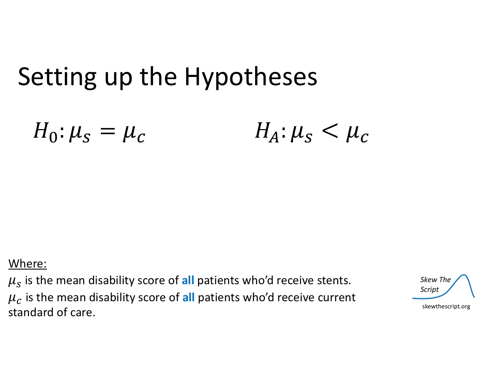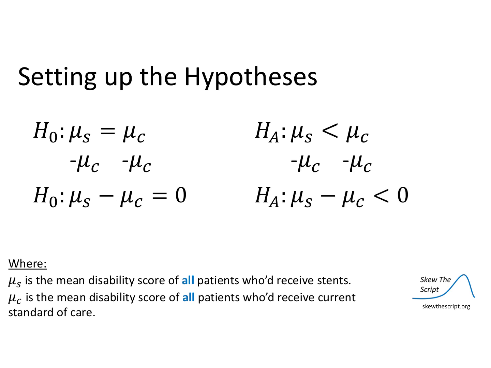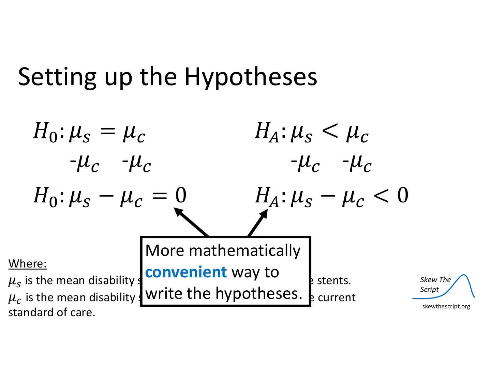Now, if we want to put this in a more mathematically convenient format, we can get both sides related to 0. So subtracting mu of C, we get mu of S minus mu of C equals 0 for our null. For our alternative, you will see that the alternative is mu of S minus mu of C is less than 0. And just remember, the only reason we do this is because it is a more mathematically convenient way to write the hypotheses.